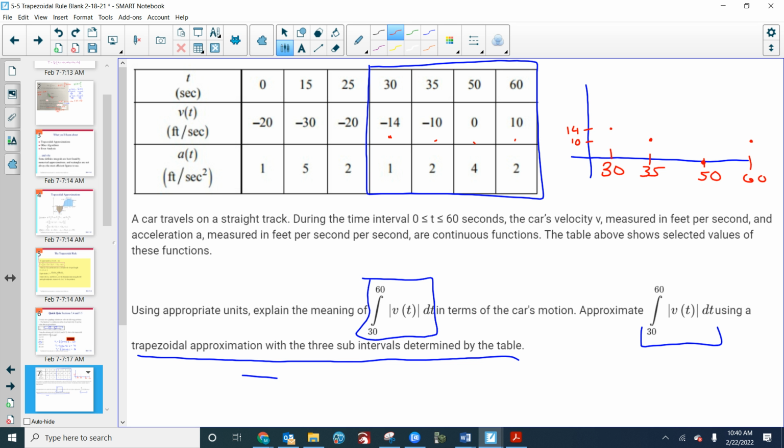You following me? I don't know how to find an antiderivative of a table, and you don't either. But they're not asking us to do an antiderivative. They're saying use capital T to approximate that. Go for it.